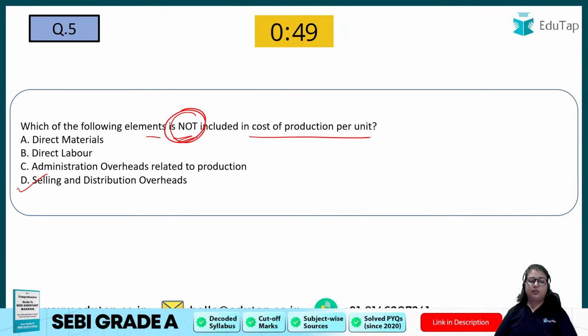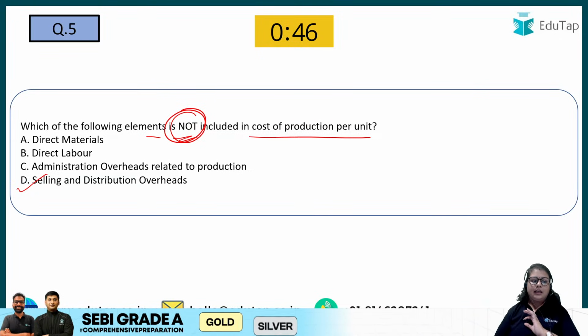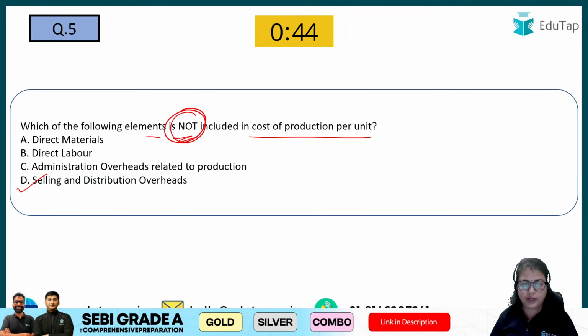Very good, everyone, you are rocking it. It is selling and distribution overheads, right? Shall we move ahead?